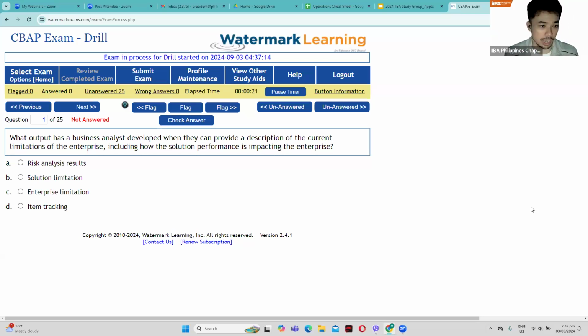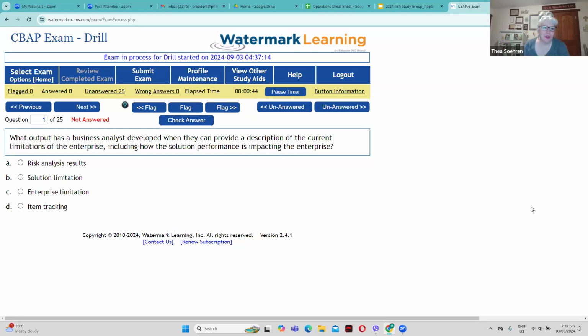What output has a business analyst developed when they can provide a description of the current limitations of the enterprise, including how the solution performance is impacting the enterprise? A, risk analysis results. B, solution limitation. C, enterprise limitation. D, item tracking.